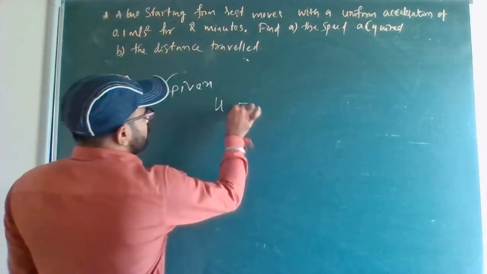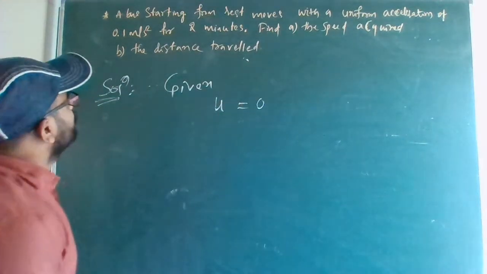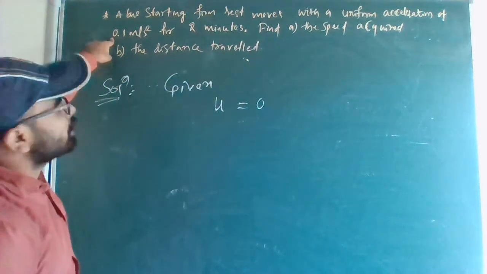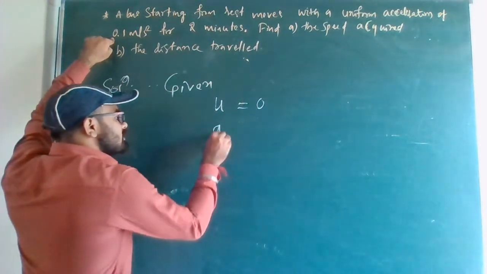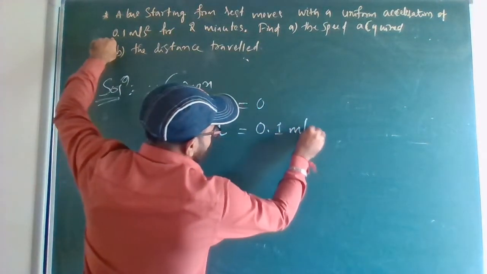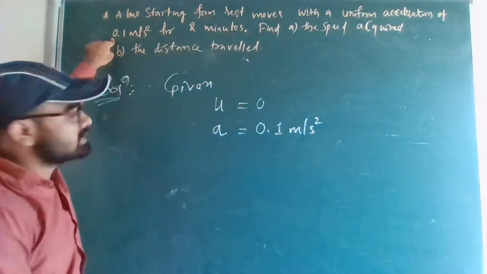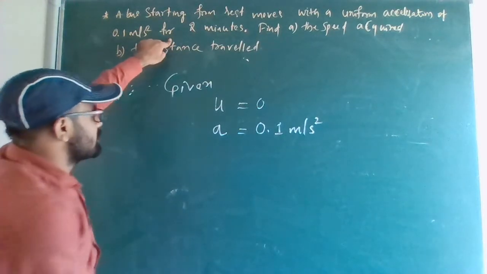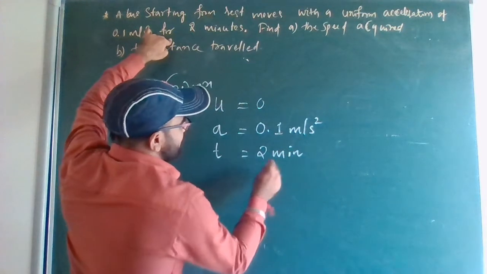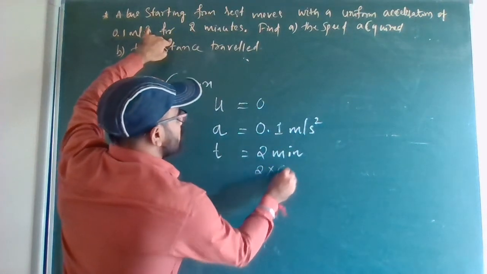So that is u equal to 0, initial velocity, because it is starting from rest, moves with a uniform acceleration of 0.1 meter per second square. So acceleration is 0.1 meter per second square. Okay, acceleration for 2 minutes. Time is 2 minutes. 2 minutes in the sense we have to consider it in seconds, because minute is not our SI unit.